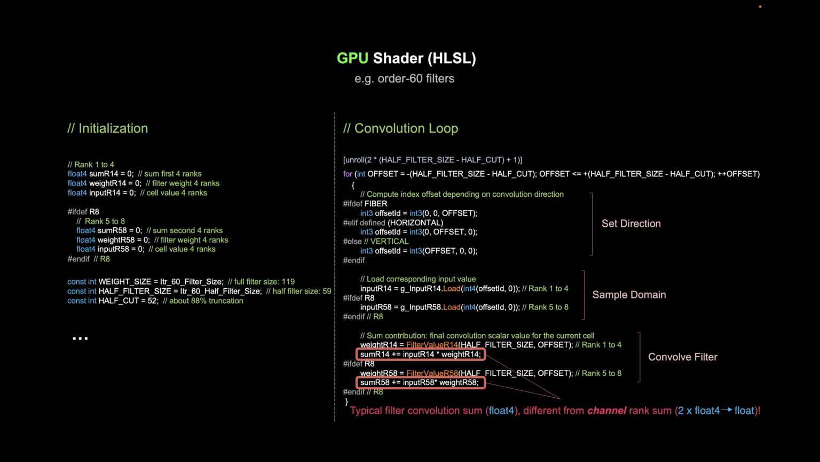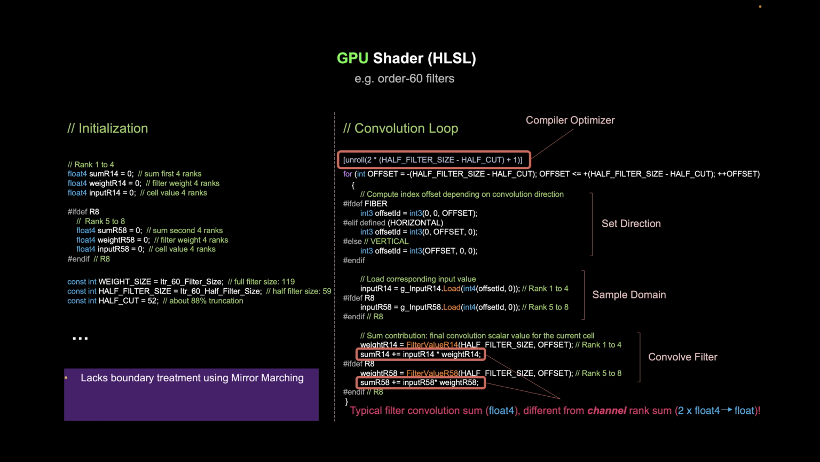Please remember this is a typical filter convolution sum that works with float 4 textures and shouldn't be confused with the final channel rank sum, which must happen in a separate shader. It's also important to use unroll for the loop when compiling the shader to get the best performance. And that's it, you should be good to go.